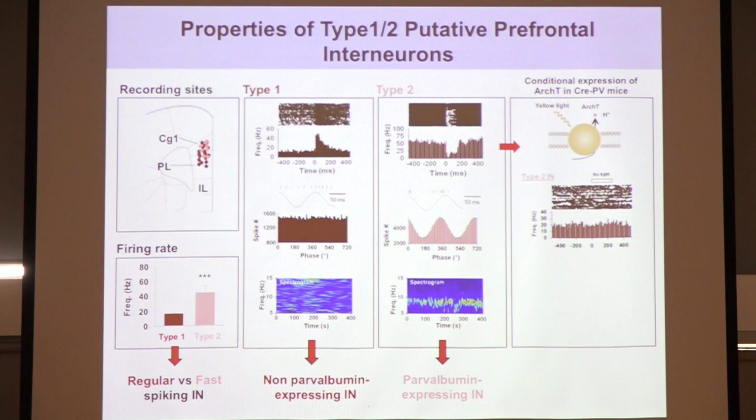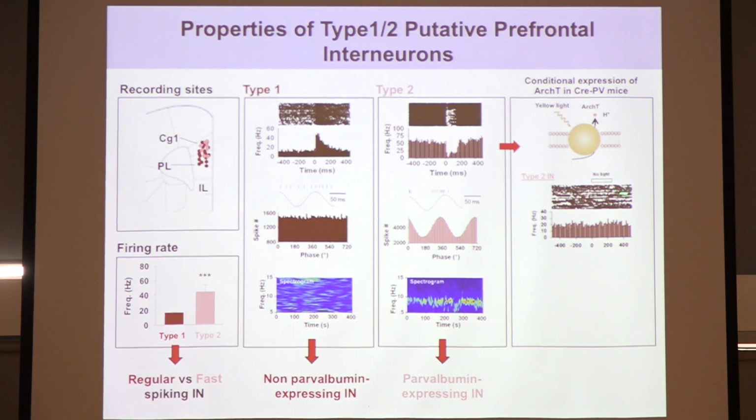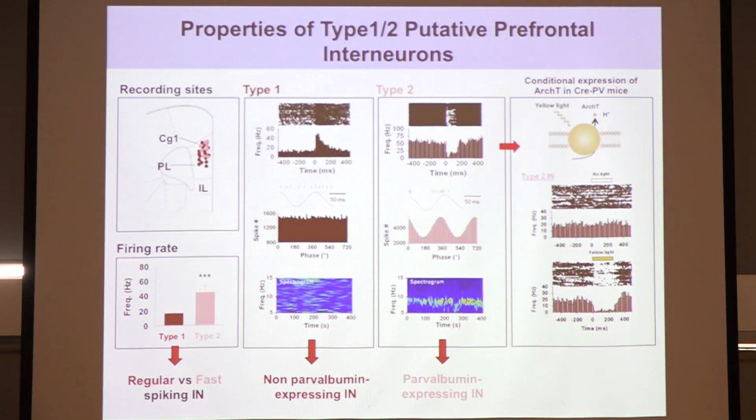So this is an example of a type 2 interneuron that was identified based on those criteria. And this is the control situation. We don't have light. So each line, again, is a trial where we have the neuronal activity. And you see that under the control condition, there is nothing, of course. But as soon as we switch on the light, that is, we inhibited PV interneurons, we were able to identify this guy as a PV interneuron.